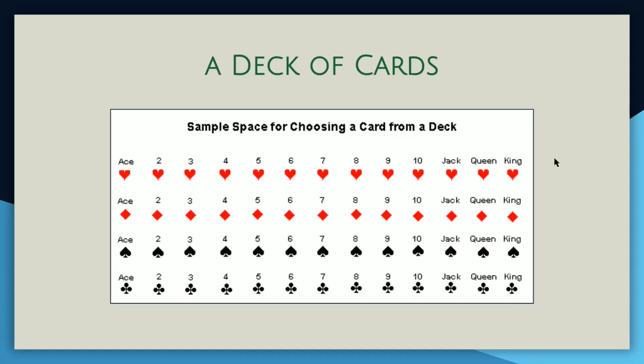To clarify, first row is hearts, second row is diamonds, third row is spades, and fourth row is clubs, and we call those the suits. There are 4 suits in a deck of 52 cards.